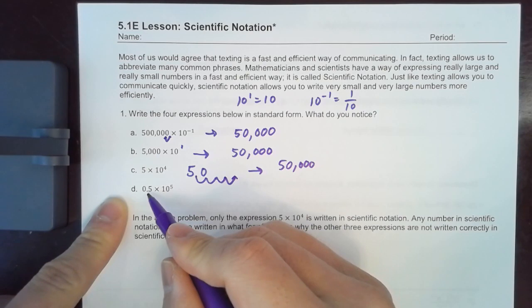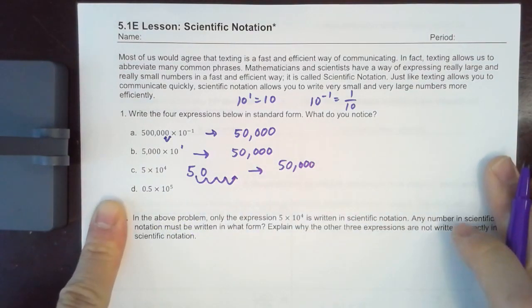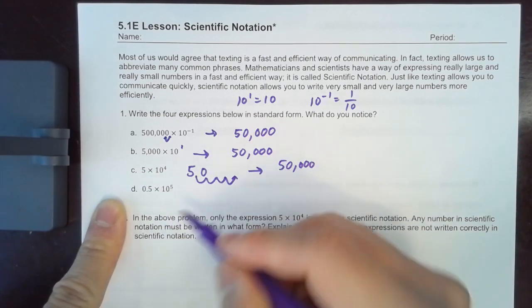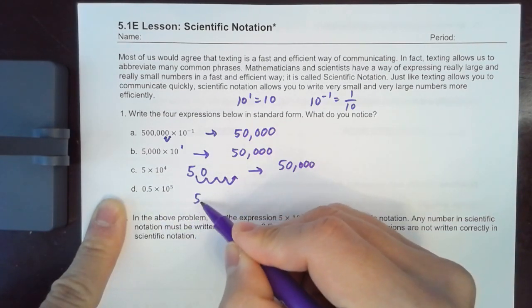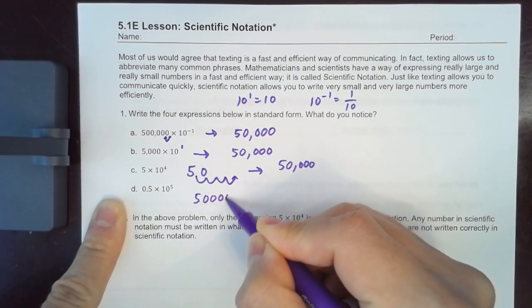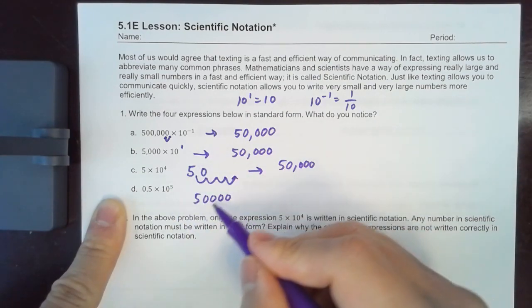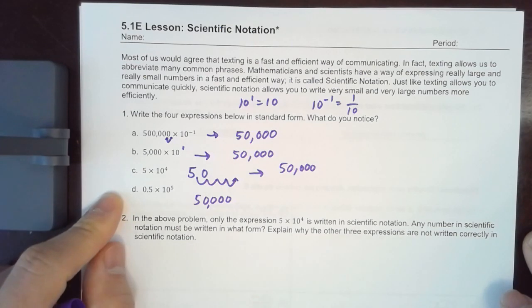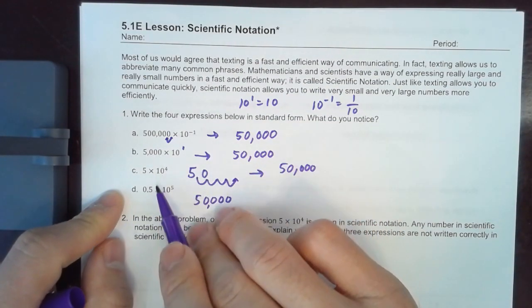And then finally, 0.5 times 10 to the fifth. Well, you could see that that's one more placeholder than the 5. And that's going to give me 5, 1, 2, 3, 4 placeholders. And that's going to give me 50,000. So all four of these are equivalent to the same exact value.